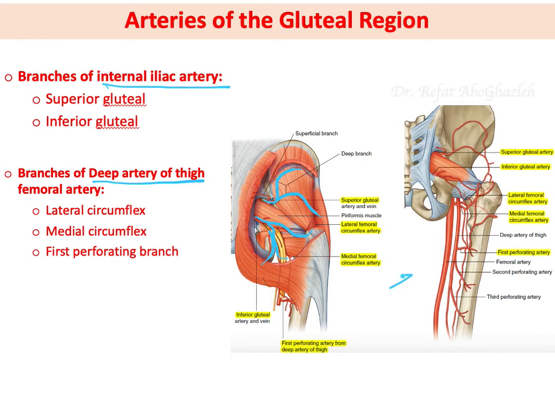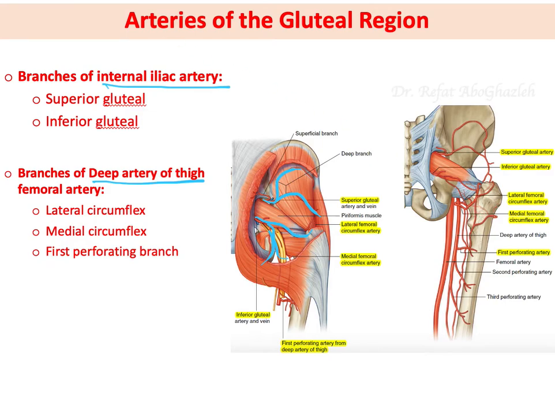Those are from the internal iliac artery. Now, to the blood vessels, you remember this large artery. This is the femoral artery, and superiorly it gives a branch known as the deep artery of the thigh that gives perforating branches 1, 2, 3, and sometimes 4, plus the lateral circumflex and medial circumflex. Let me erase these things so then you can see what I'm talking about.